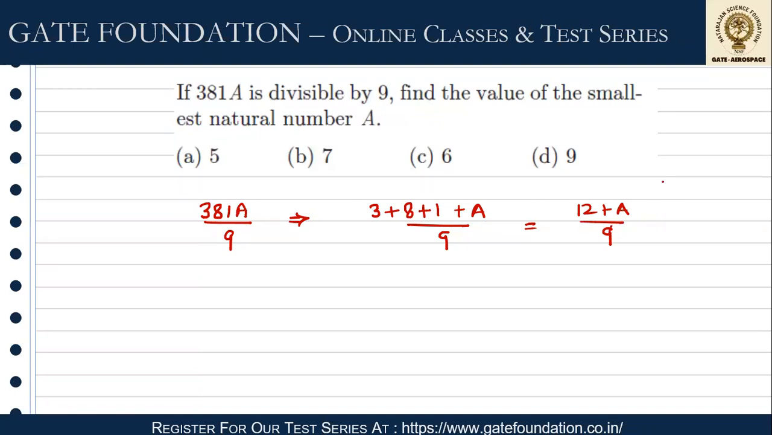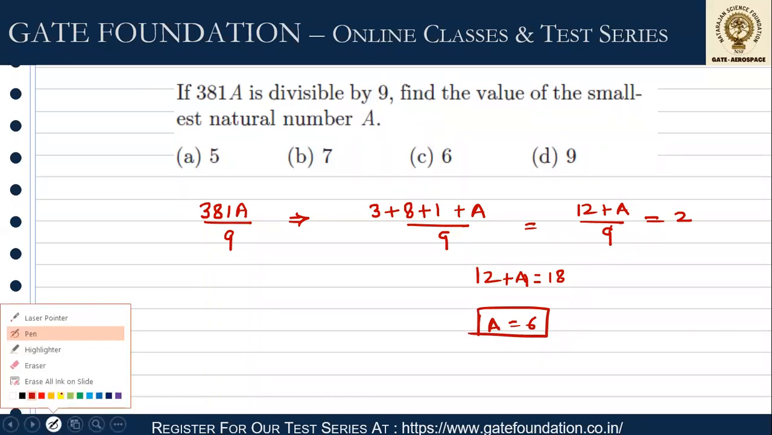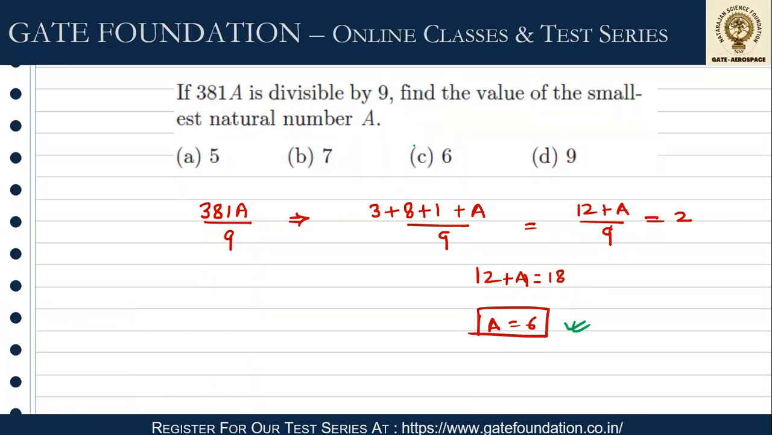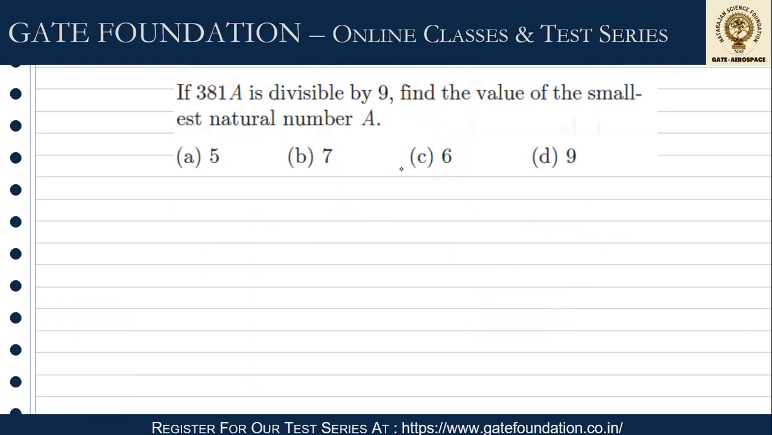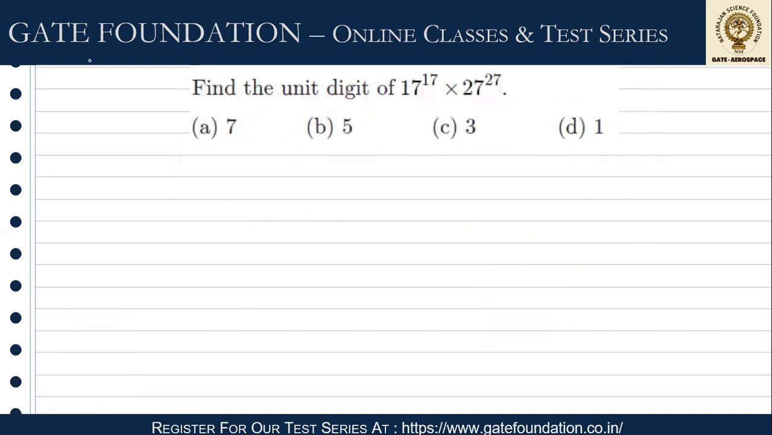Now, what options do I have? I have 18, which is divisible by 9. I had 27, but 27 would give me a equal to 15, which is a 2-digit number. This is not possible over here. So the smallest possible digit will be a equal to 6, so that this becomes 18. Basically, 12 plus a will be equal to 18. From here, you get a equals 6. So a equals 6 is the correct answer. Option C. Yes. In this case, you are supposed to find the unit digit.